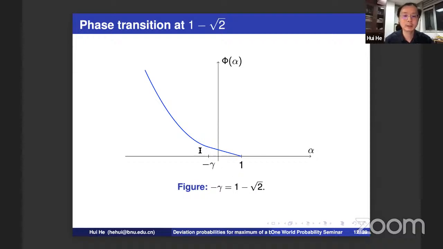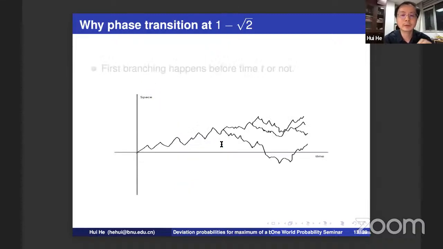It's a linear function. And on the left-hand side, it's 1 plus alpha square, okay? So here you can see there's a phase transition phenomenon in the form of phi alpha. So in fact, the phase transition happening at 1 minus square root 2 relies on the following fact, that is, whether the first branching happens before time t or not.